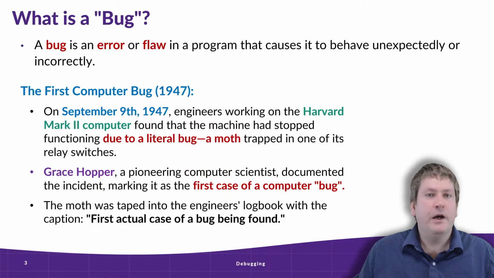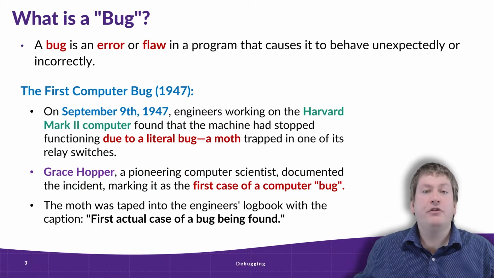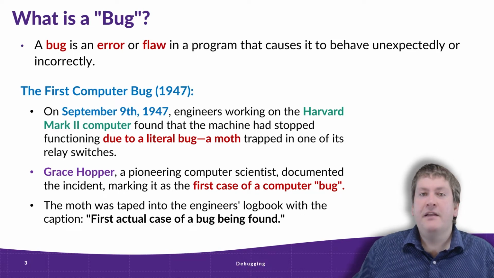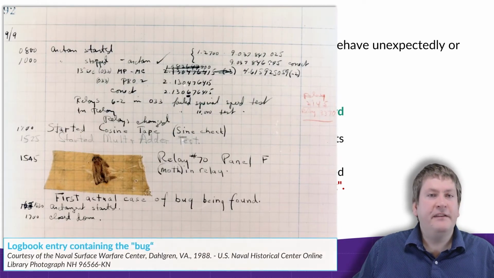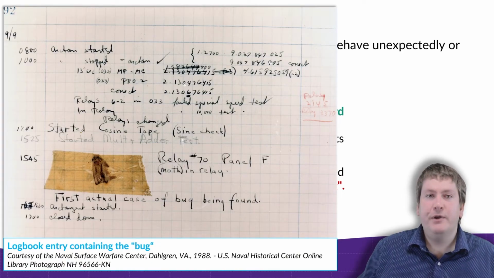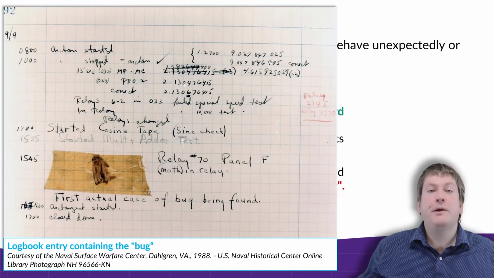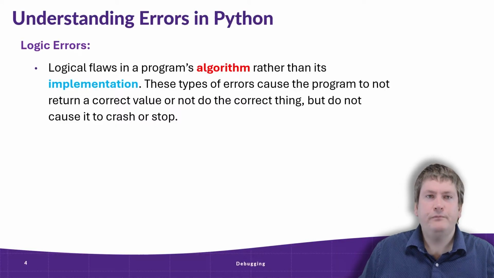In any case, to continue on with the story, this bug got trapped in one of the relay switches and stopped the computer from working. This led to Hopper documenting this in the logbook for the computer, as well as taping the moth right into the logbook there, and you can even see it says first actual case of a bug being found. So this is where we get the term bug from.